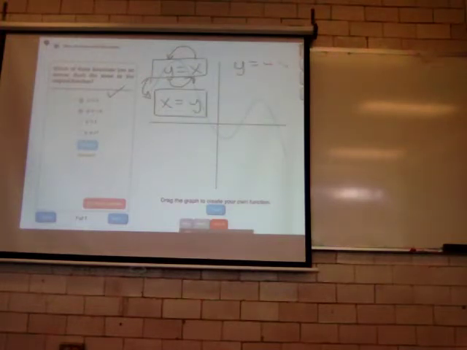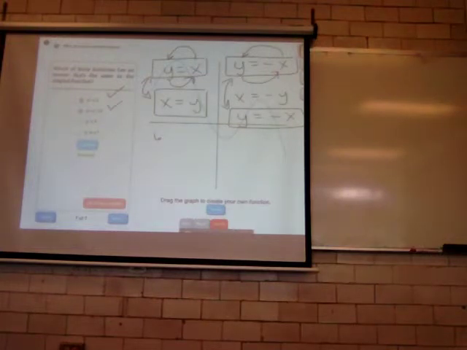Let's look at the second example. We have y equals minus x. So again, to find the inverse, we're first going to switch the x and the y. So we get x equals minus y. And then to solve for y, we can divide both sides by minus 1. So we have y equals minus x, which again is the same function as the original. So for y equals minus x, its inverse is y equals minus x, the same function.